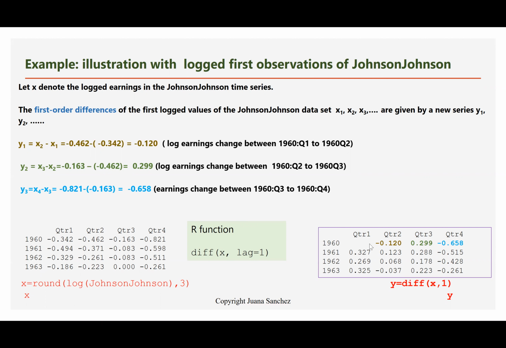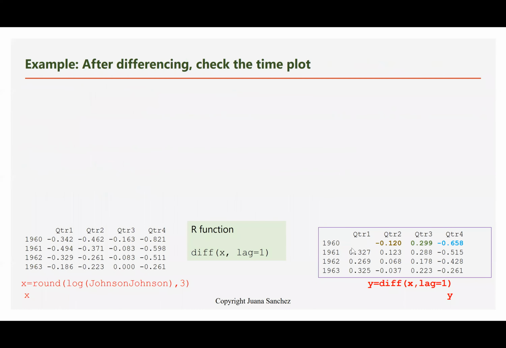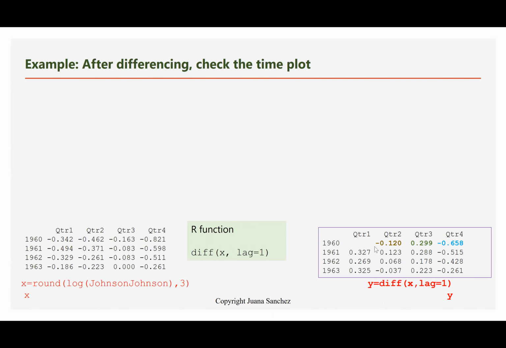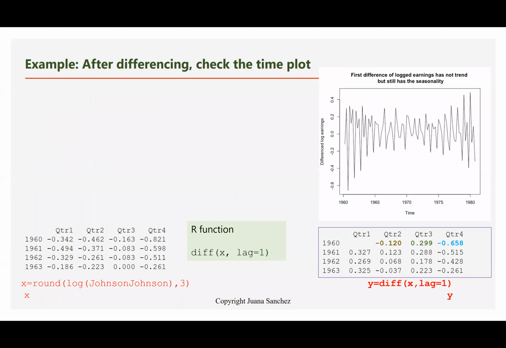So notice how, as we difference, we are losing observations again. This is like when we did the decomposition and the moving average, we also lost information, remember? With differencing, you lose information for different reasons, right? So after regular differencing, you check the time plot.